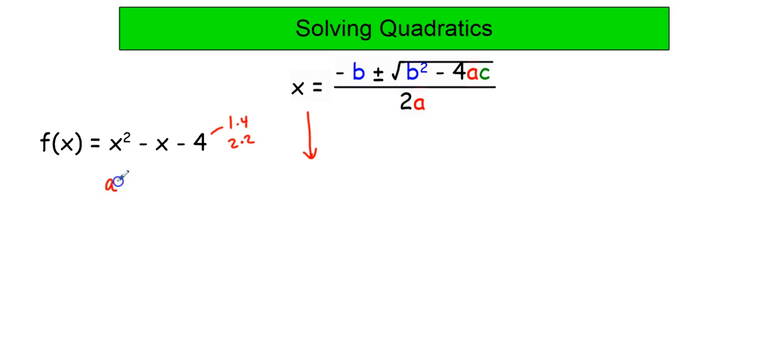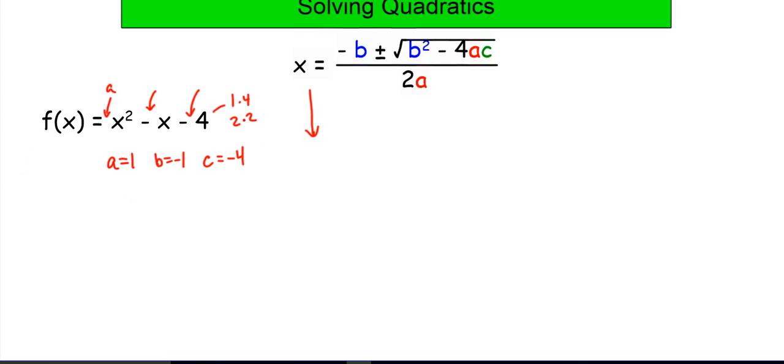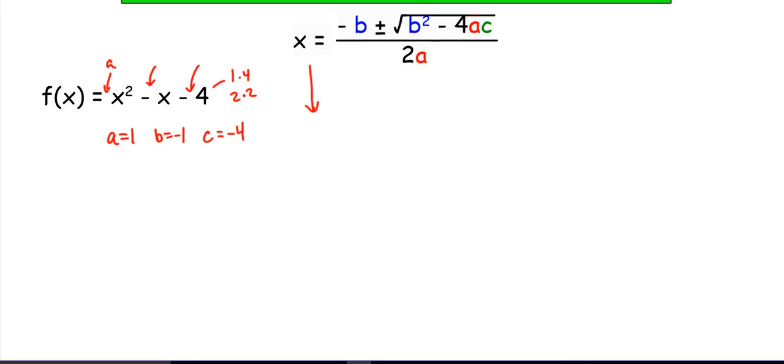So let's go ahead and use the quadratic formula. Here's my a term. My a is 1. That's the number in front of the squared term. My b is negative 1. And my c is going to be negative 4. So last example here, we'll use this quadratic formula, and we can actually solve these. We can find the roots, or where it crosses that x-axis, using this quadratic formula.